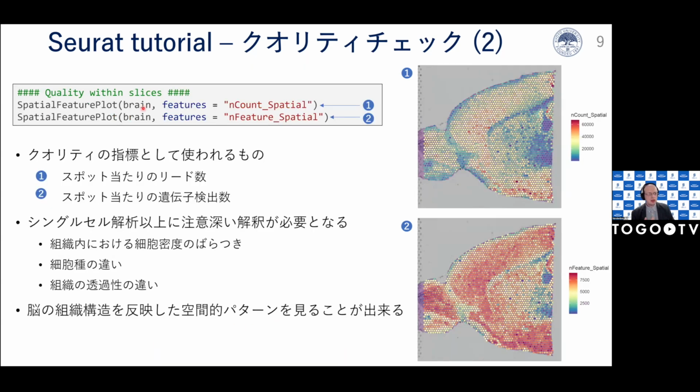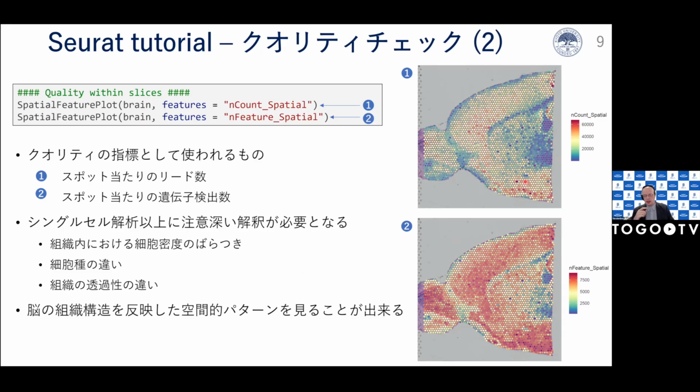And I can see that also if I plot the same quality measures, so the number of reads and the number of detected genes, in a spatial plot, a spatial feature plot, this generates these two plots. So it shows the same quality measures within that tissue slice. And now I can see that this clearly reflects some structure of that brain tissue. These spots have a lower value, and these are high. So it reflects the biology of that tissue, and not necessarily a technical problem.